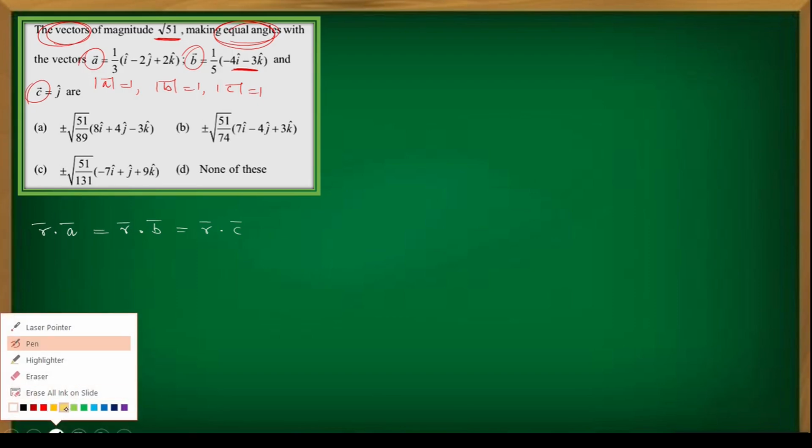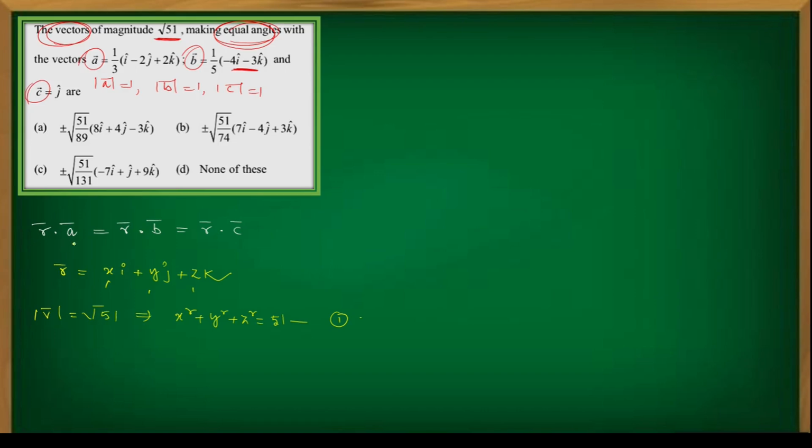For example, we will suppose here R bar is something, say xi plus yj plus zk. Let us suppose this R bar is equal to xi plus yj plus zk. It is given that mod R bar is equal to root 51. What is the meaning of this? Mod R bar means root of x square plus y square plus z square should be root 51. So if I remove that root, you get this. You have to now find x value, y value, z value. You got one condition, x square plus y square plus z square is equal to 51.